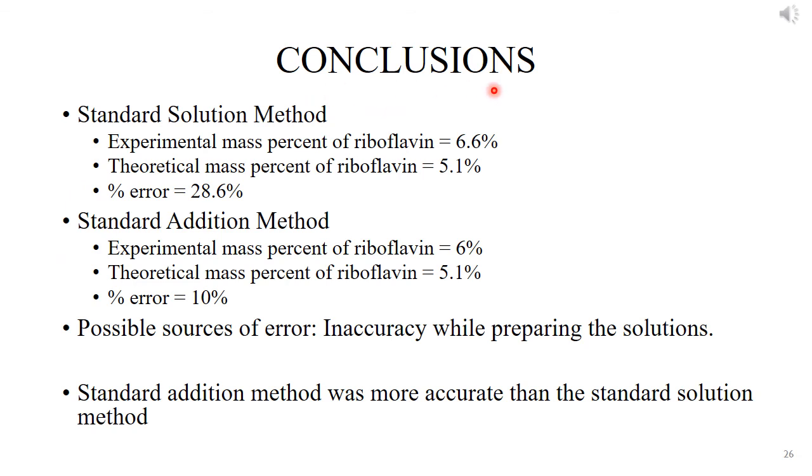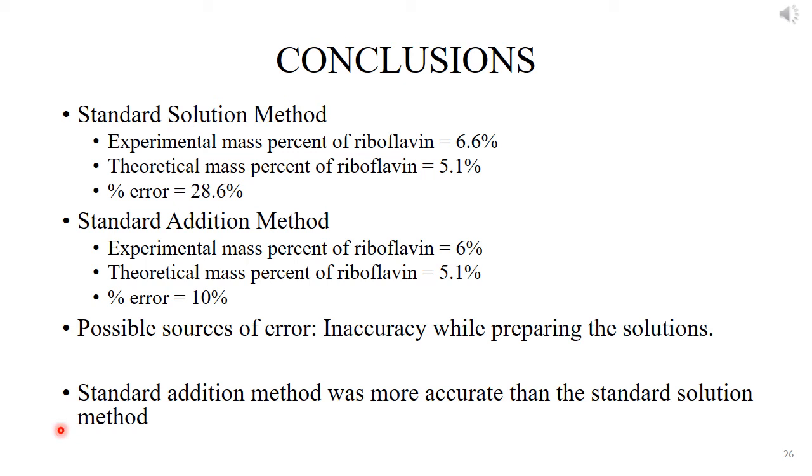In conclusion, for the standard solution method, the experimental mass percent of riboflavin was 6.6%. The theoretical mass percent of riboflavin was 5.1%, and the percent error was 28.6%. For the standard addition method, the experimental mass percent of riboflavin was 6%, the theoretical mass percent of riboflavin was 5.1%, and the percent error was 10%. Some possible sources of error may be caused by some of the solution flasks being inaccurately filled. Some were slightly filled above the calibration line.